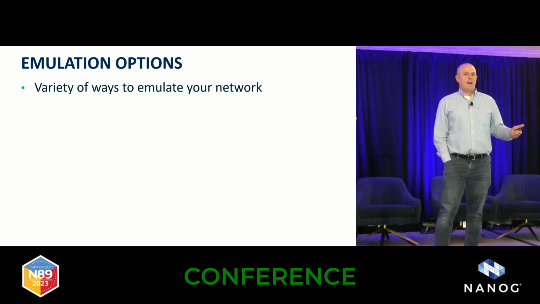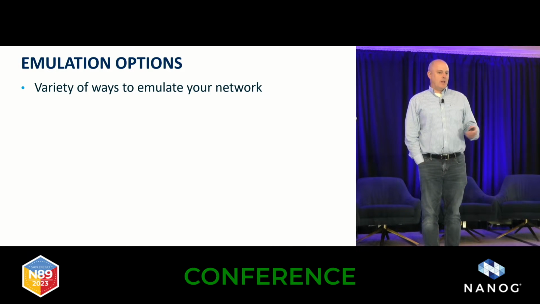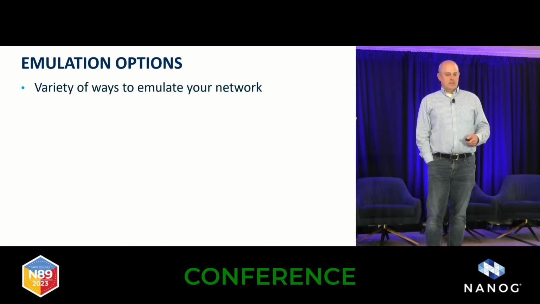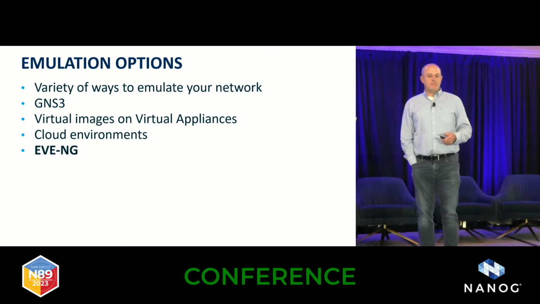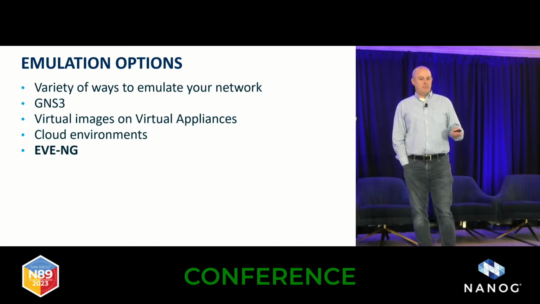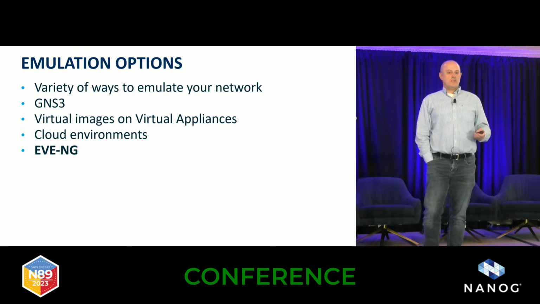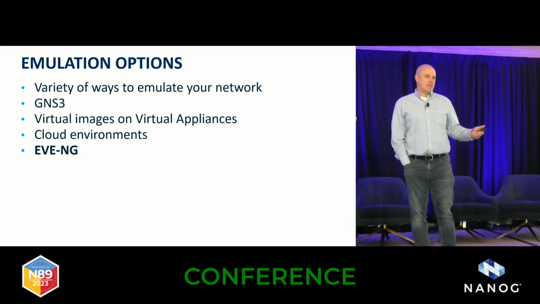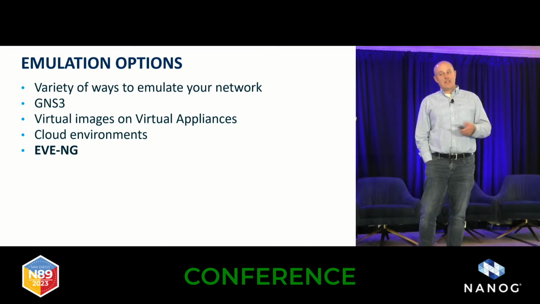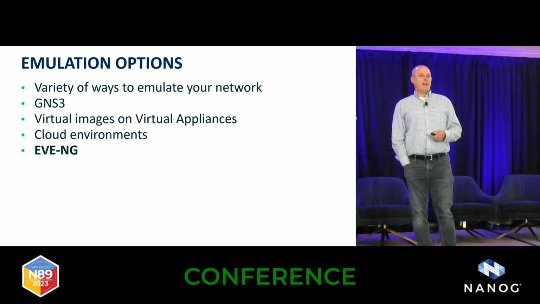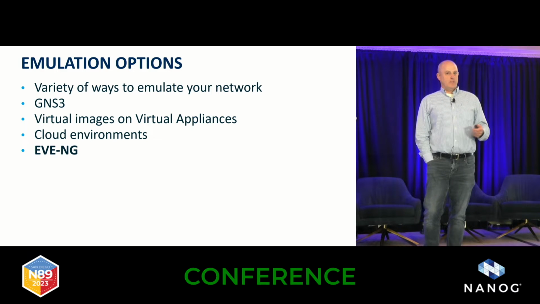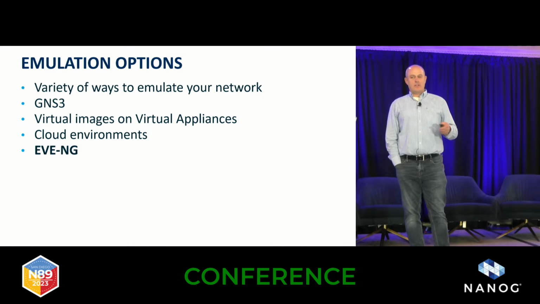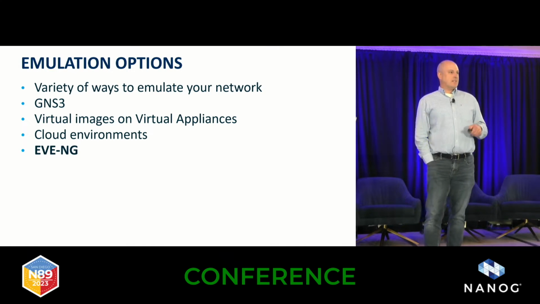So this has been around for a while. I'm sure people have attempted to emulate their networks with a variety of tools that have been out there. A couple of them being GNS3 is one that folks have used. You can install virtual images on any virtual appliance system that you already have. An example of that might be, Juniper has a VMX or VQFX or VSRX that you can just load in there and build the environment within your virtual platform. You can go to the cloud and just spin up some of the virtual network infrastructure appliances to get your hands on with it. But the one I'm going to talk about today is called EVE-NG, and that's the one that I've had a lot of success with recently.